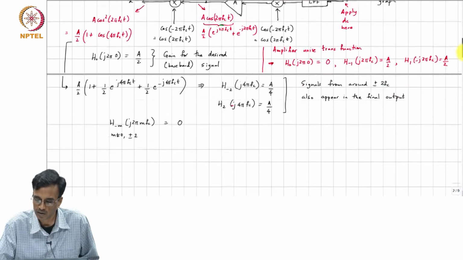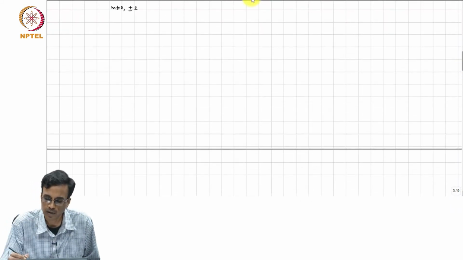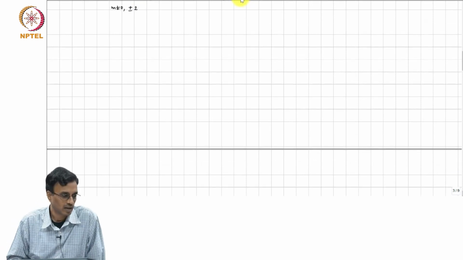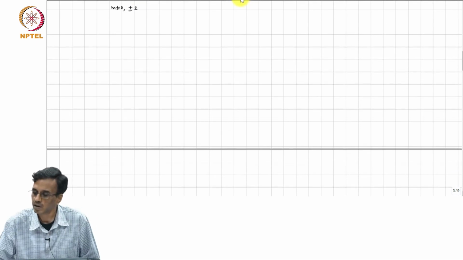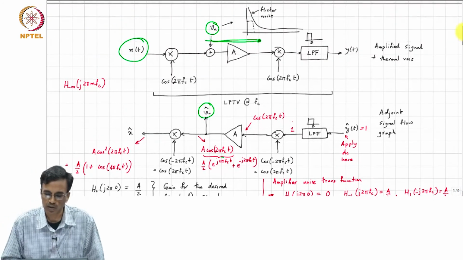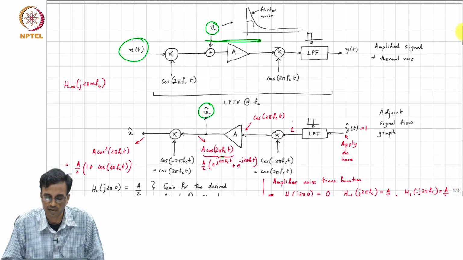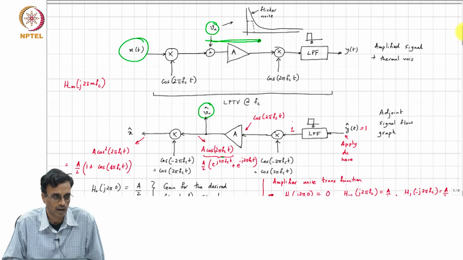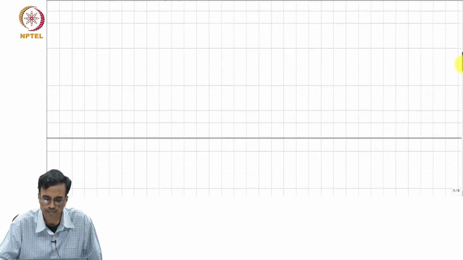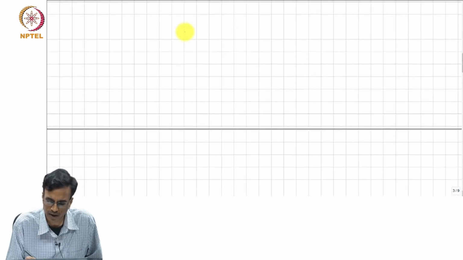Now, let me do a little more complicated example. Remember, this is okay for a block diagram, but in practice there are many difficulties with trying to implement such a scheme. One is, how do you multiply x of t with cos 2 pi fc t? So, what is done in practice is the following.